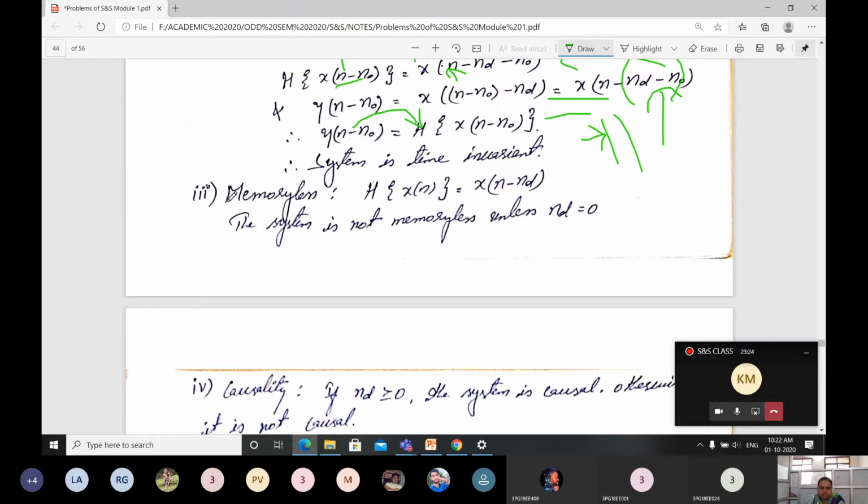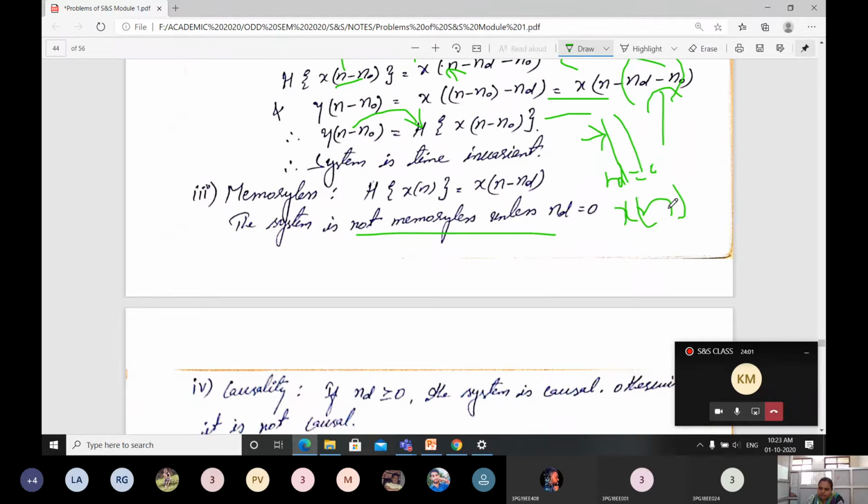Next, what about the third one? That is memoryless. H of x of n is x of n minus nd, which is given for us. The system is not memoryless unless nd is 0. Not memoryless means, if I substitute nd equals 0, what will it be? If I substitute nd equals 0, I will get x of n only. What is the x of n signal?